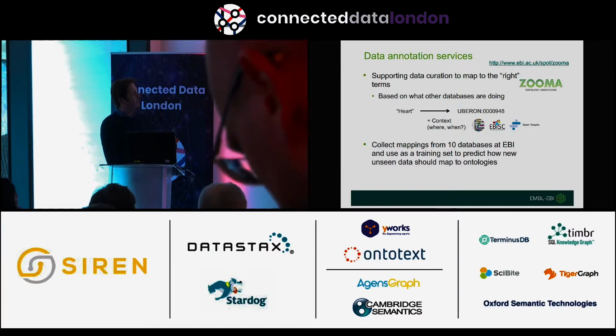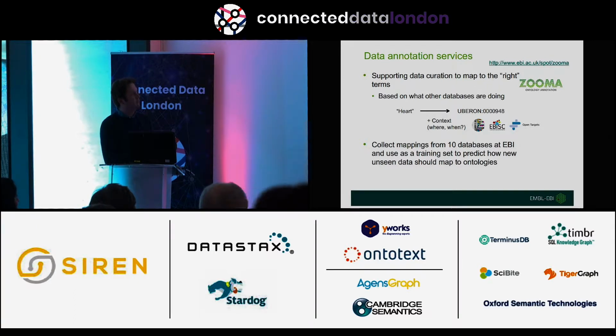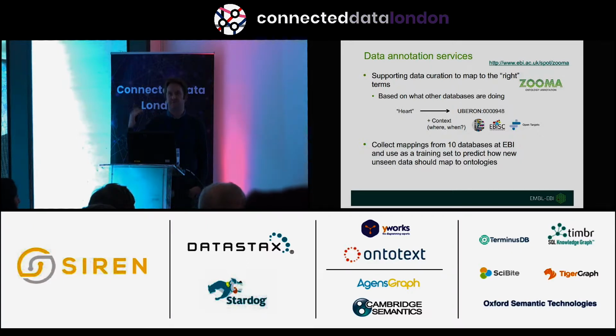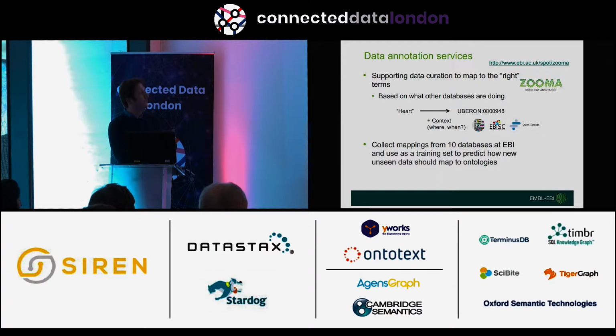Now what this does is it gives us a training set to be able to predict, when we see new types of strings, some level of confidence about which terms we should be mapping to. And then it means that we don't have to keep redoing the same curation, so the trivial stuff, when we see heart on its own, there's never really any question. We know that we should always probably be mapping to this, and the ambiguity is gone.